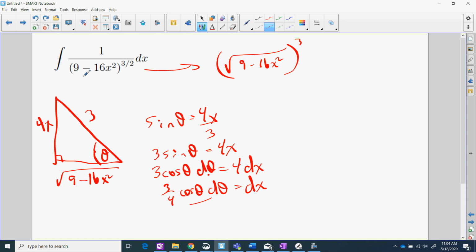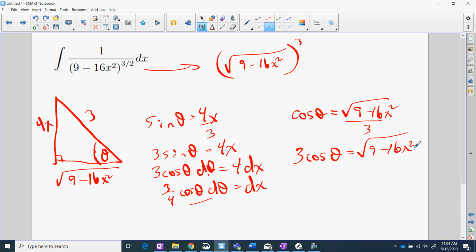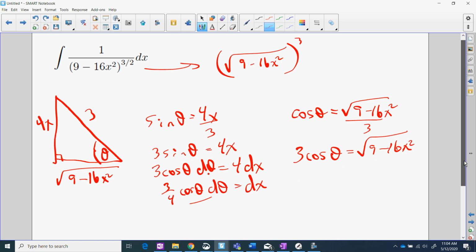So I need something now for this. I showed you over here what it is. It's the square root of that, cubed. Well, I want to get that square root on its own with your constant. So I would go cos of theta is equal to the square root of 9 minus 16x squared over 3. And then just multiply both sides by 3. So 3 cosine of theta would be the square root of 9 minus 16x squared. Okay, let's rebuild the question with thetas instead of x's.